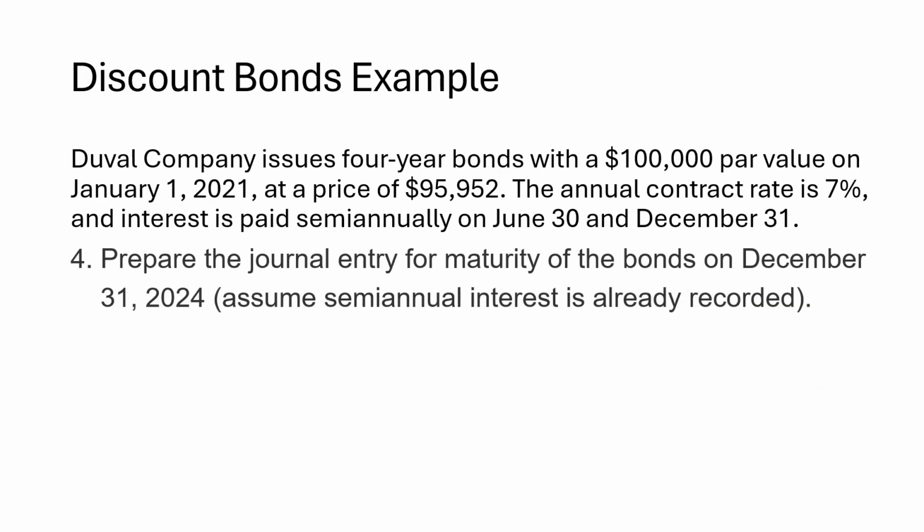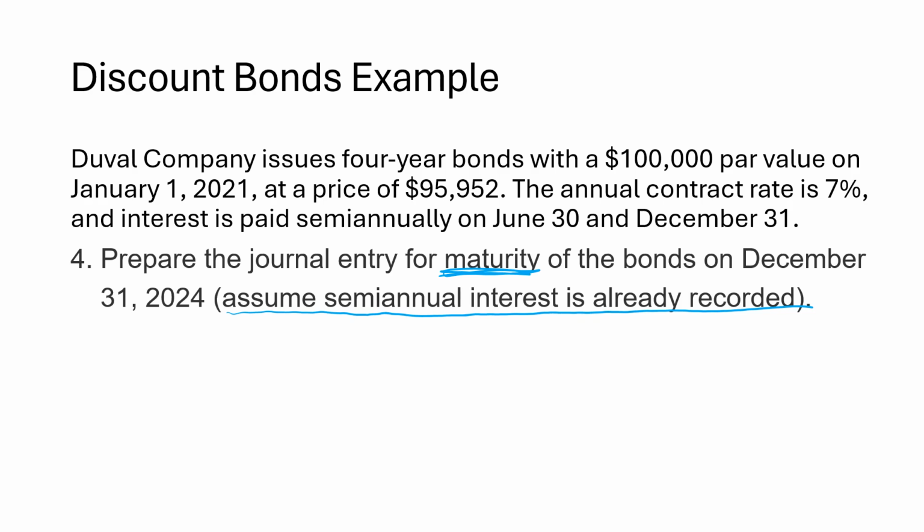And then finally, preparing the journal entry for the maturity of the bonds. Remember, I had mentioned that, yes, there are 8 interest payments, but at the very end, that very last interest payment is also when the principal is repaid at maturity. So for this example, we assume that that very last interest payment is already recorded. If it had not already been recorded, then we would actually combine the 2 journal entries, but we don't have to worry about that here because we are just doing the actual maturity.